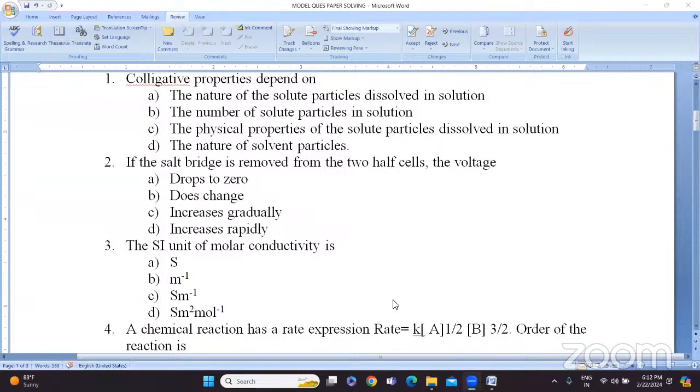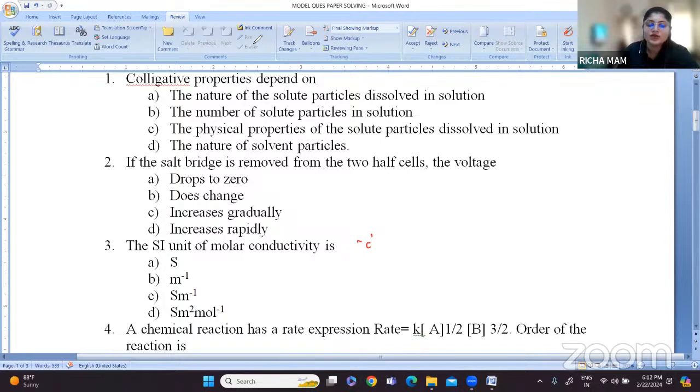So how do we represent the molar conductivity? Molar conductivity is designated as capital lambda. It depends on what? It tells you about the molar concentration of the electrolyte. So the SI unit of molar conductivity is what? It is Siemens per meter per mole. Okay.